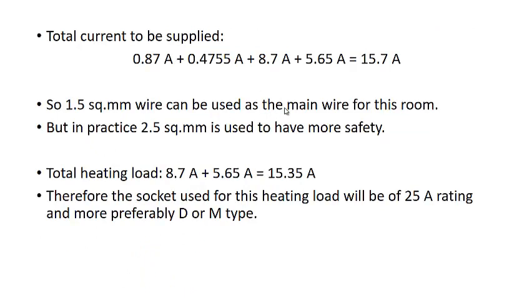But for protection purposes and for safety purposes, and because sometimes you may be using more heating load, in that case you will not replace your wire at that time. You'll take that into consideration and install a wire which has slightly more capacity as compared to the actual load present at this time. That's why usually you will see in practice that most often 2.5 square mm is used for a room to have more safety. But don't go beyond that. 2.5 square mm is quite sufficient.